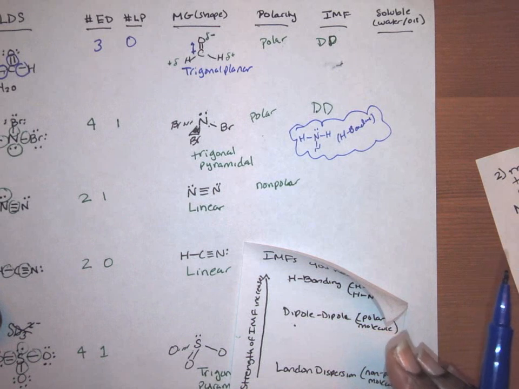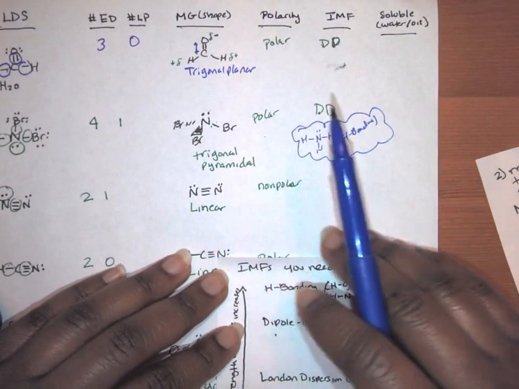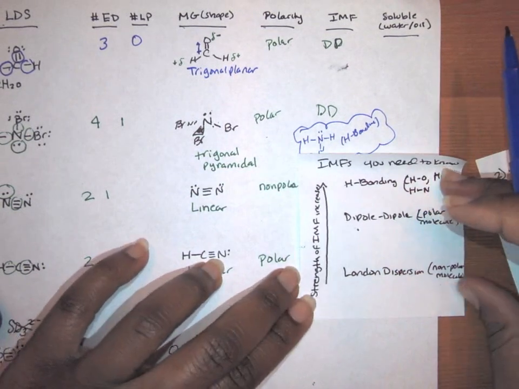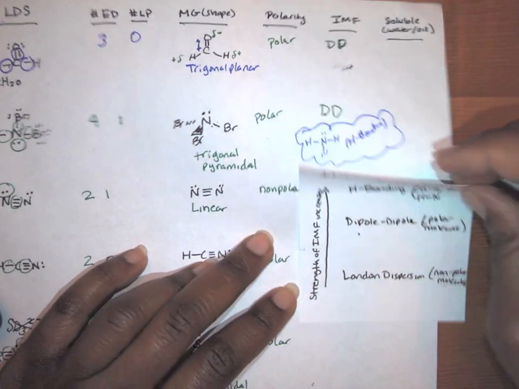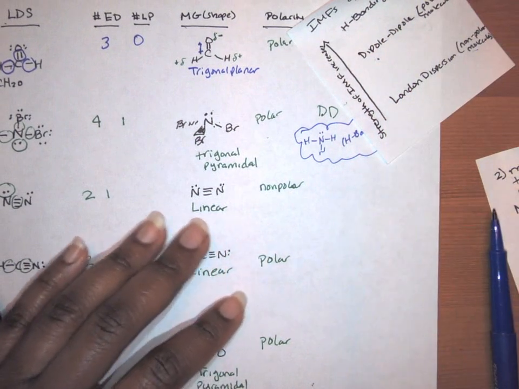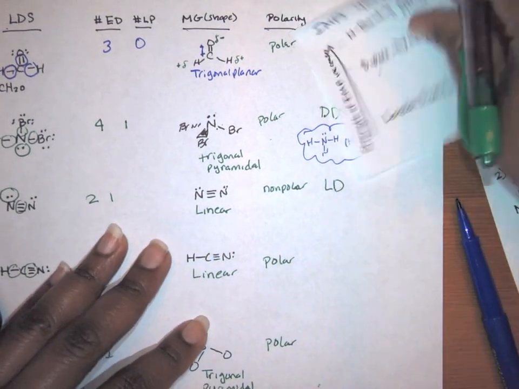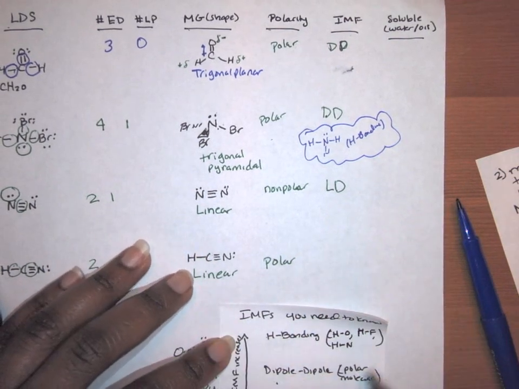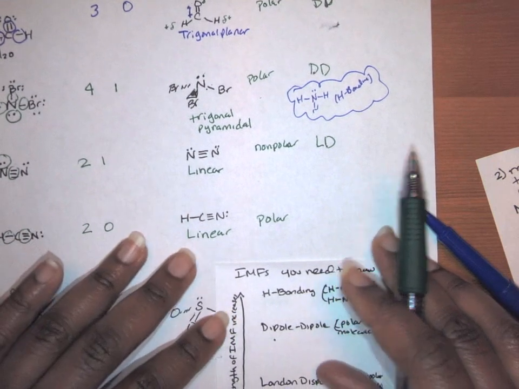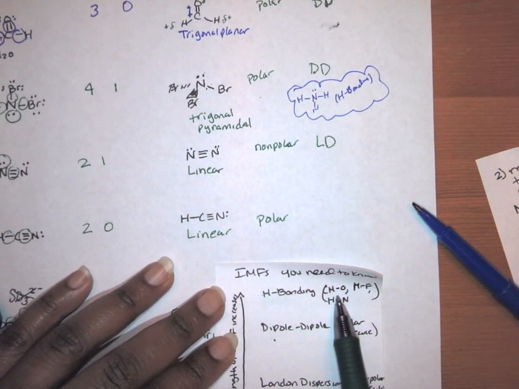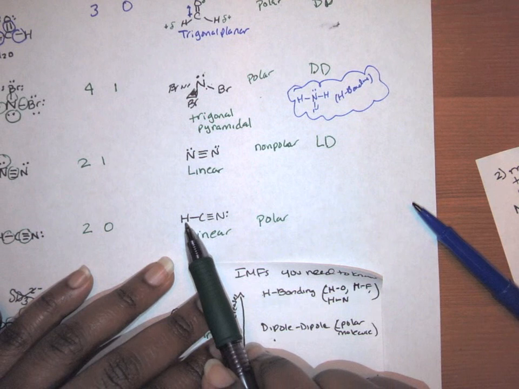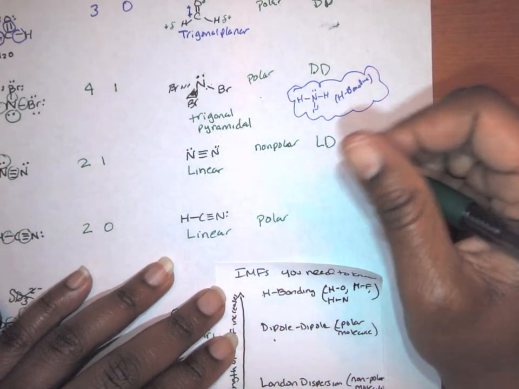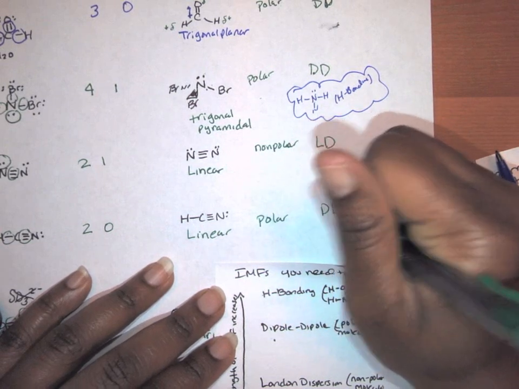Okay, this molecule is nonpolar, so let's see what type of forces we have there. If it's nonpolar, the only forces available are London dispersion. I'll do LD for that. This molecule is polar, and once again we look at the molecule to see if there's hydrogen. So we know it's going to have dipole-dipole, but we'll check to see if it has hydrogen directly attached to oxygen, fluorine, or nitrogen. It has a hydrogen, but that's not attached to the nitrogen, it's attached to the carbon. So this one is just going to be dipole-dipole.